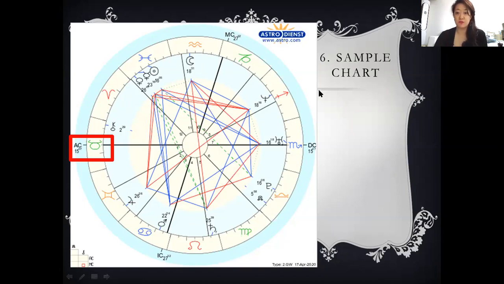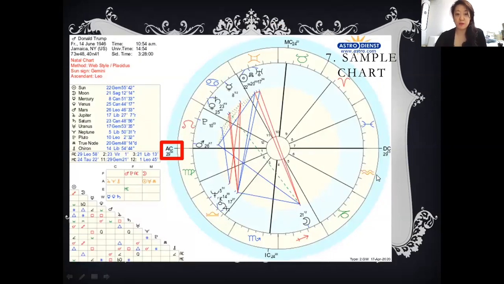Okay, that's one sample chart. Let's look at Donald Trump's chart again. Same thing: the ascendant here is 29 degrees, meaning Trump is probably good at predicting the future. He might have a good intuition about it.